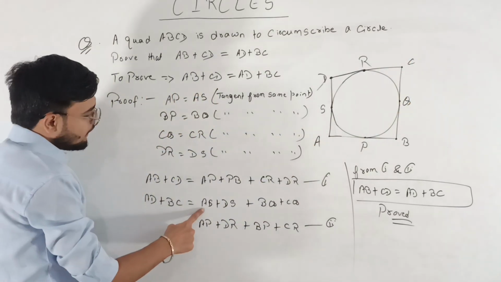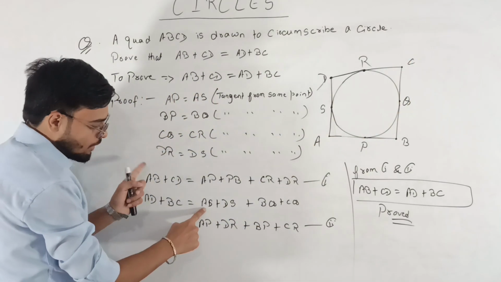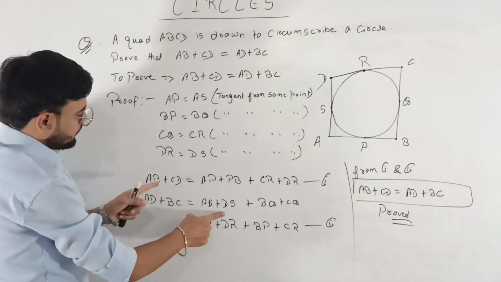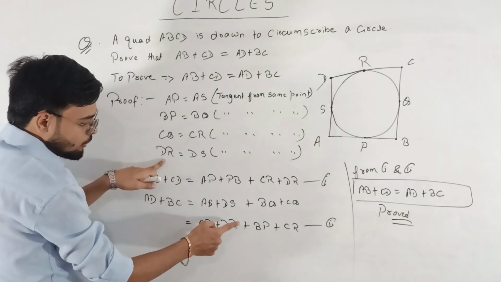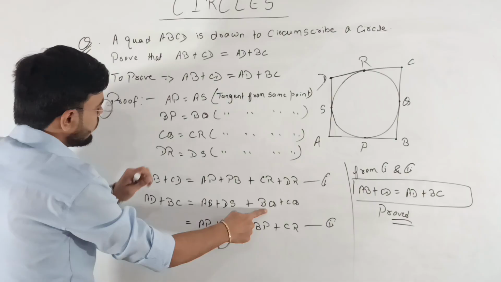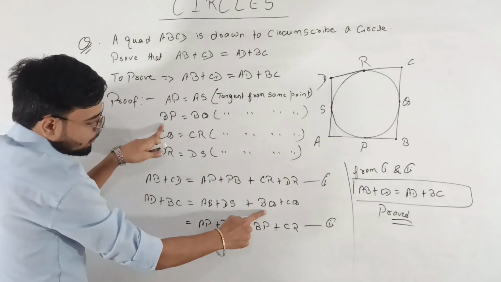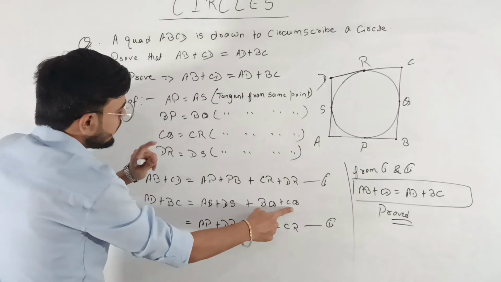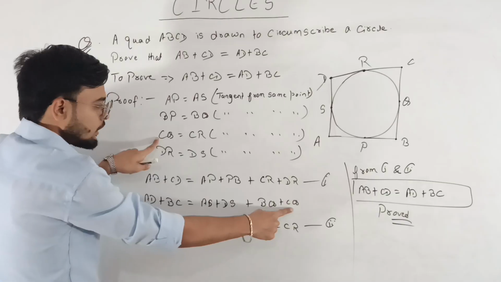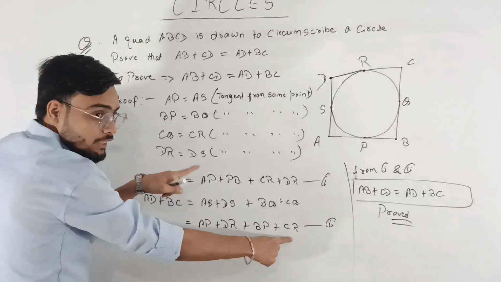Now look, AS is equal to AP. So in place of AS, I add AP. DS is equal to DR. So in place of DS, I write DR. Now BQ is equal to BP. So in place of BQ, I write BP. And now CQ. CQ is where? This one. So CQ is equal to CR. So in place of CQ, I write CR.